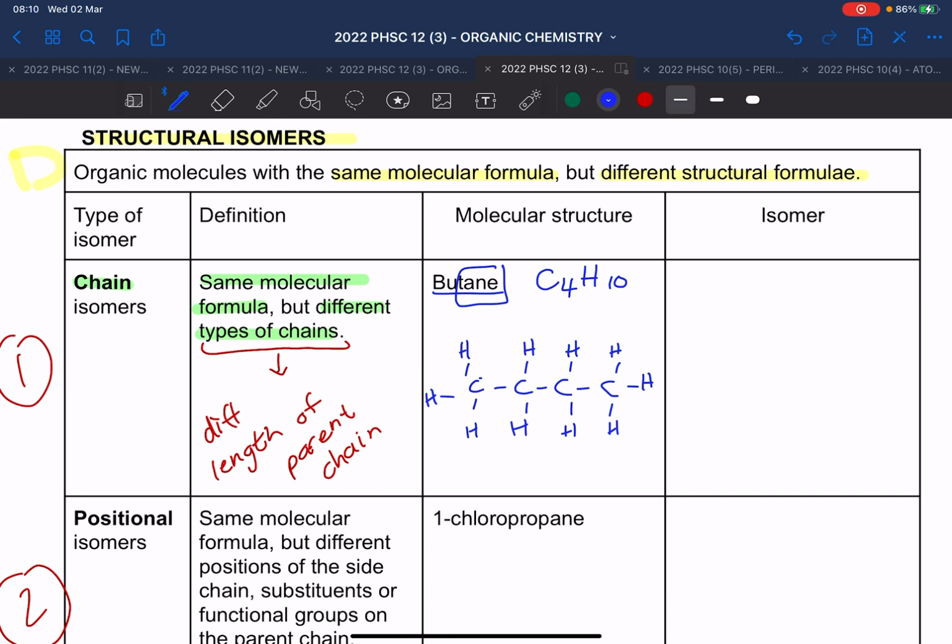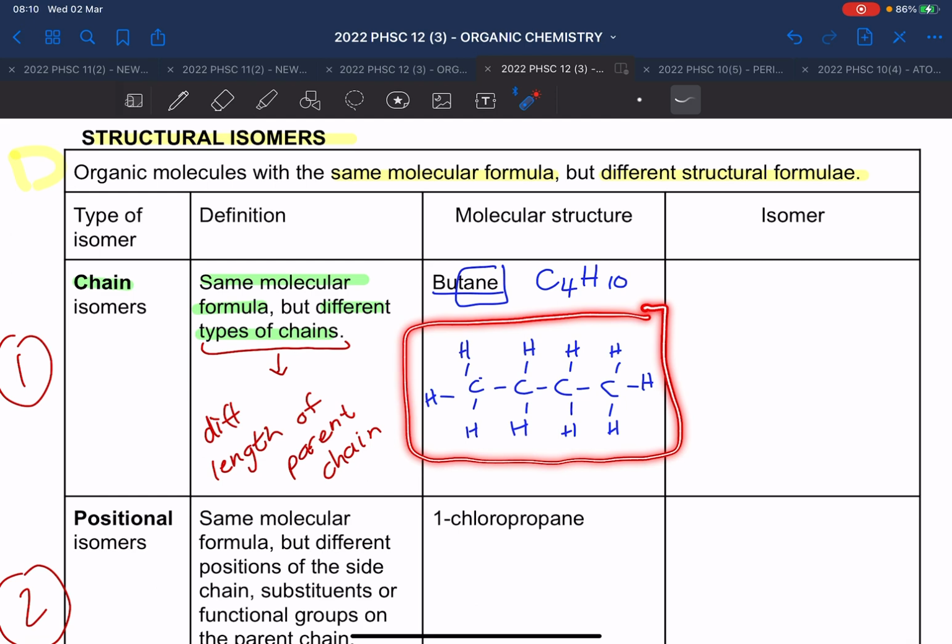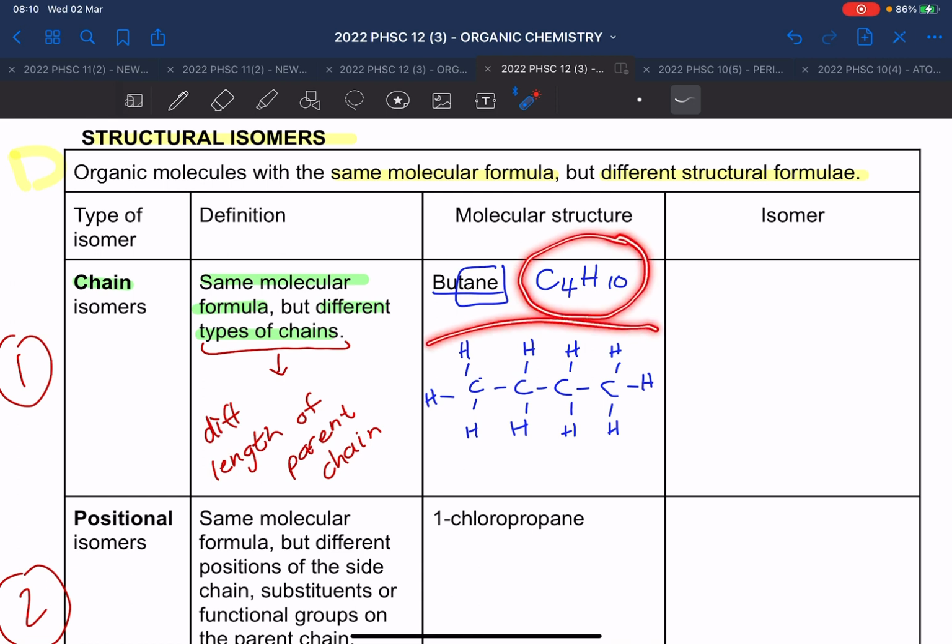For a sweetie, what do we call this thing here, where you show each and every single bond? Structural formula. So this is the molecular formula. This is the structural formula. Now we must draw the isomer. Isomer means it must also have 4 carbons, 10 hydrogens.